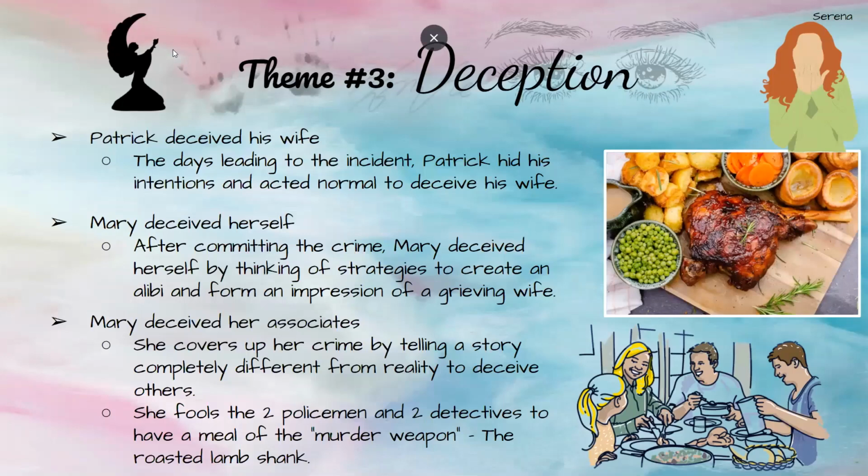Theme 3 is deception. Patrick deceived his wife. In the days leading to the incident, Patrick hid his intentions and acted normal to deceive his wife. Mary deceived herself also. After committing the crime, Mary deceived herself by thinking of strategies to create an alibi and form an impression of a grieving wife. Mary deceived her associates also. She covers up her crime by telling a story completely different from reality to deceive others. She fools the 2 policemen and 2 detectives into having a meal of the murder weapon, which is the roasted lamb shank.